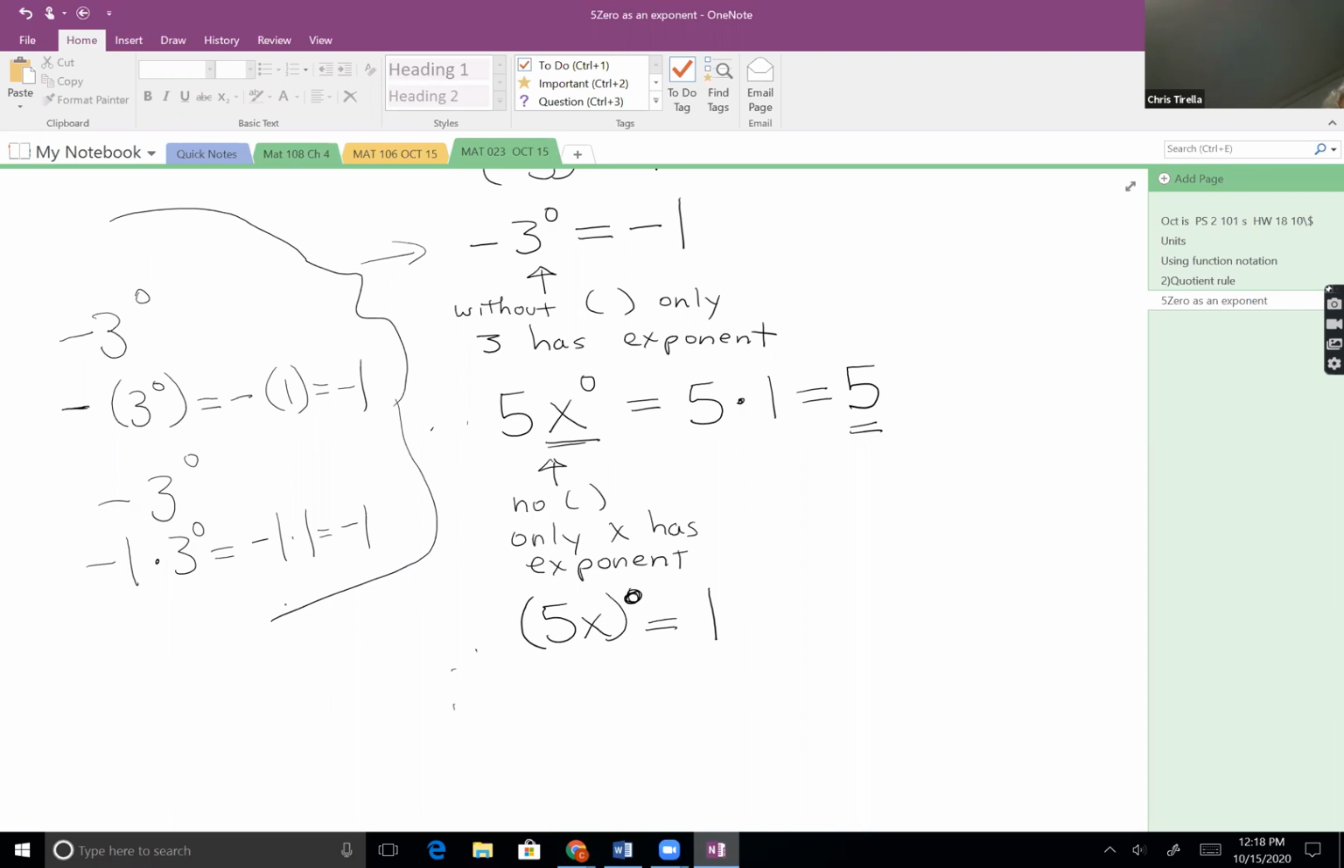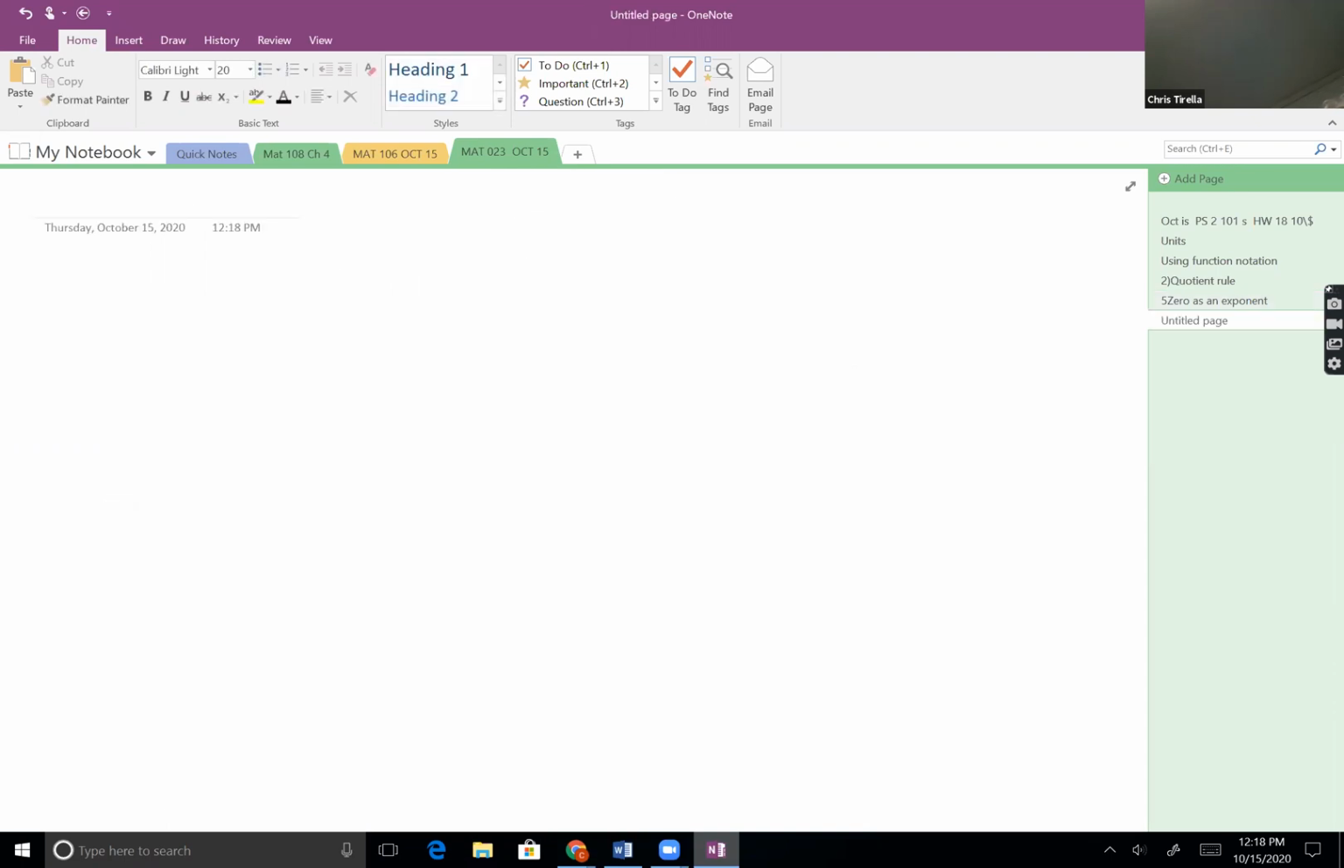The other thing that the quotient rule gives us is, of all things, the idea of a negative exponent.